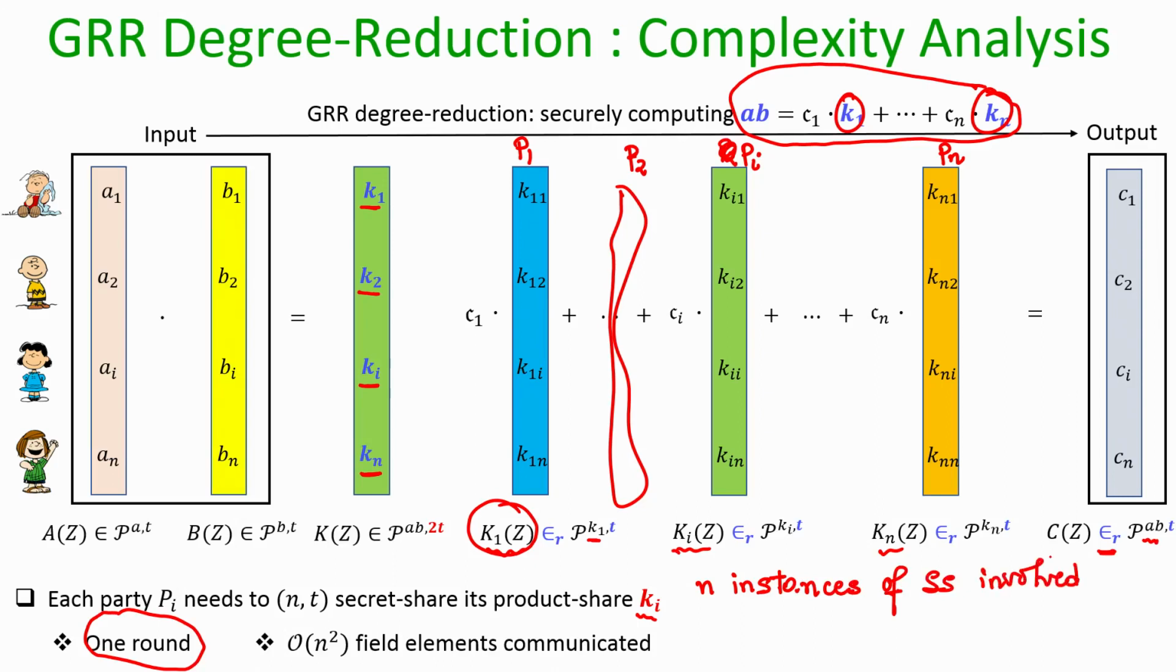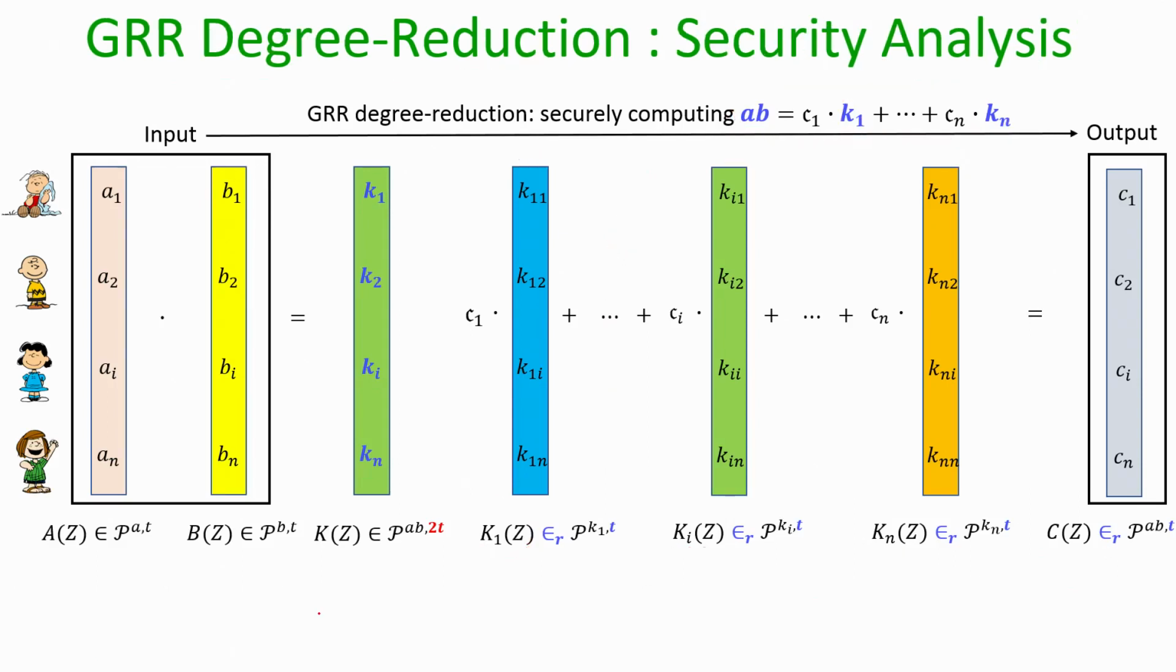We know that for one instance of secret sharing, order n field elements have to be communicated, because n shares have to be distributed. So, for n instances of Shamir secret sharing, a total of n squared field elements have to be communicated. That means, to apply the GRR degree reduction method, the parties have to interact for one round and n squared field elements have to be communicated.